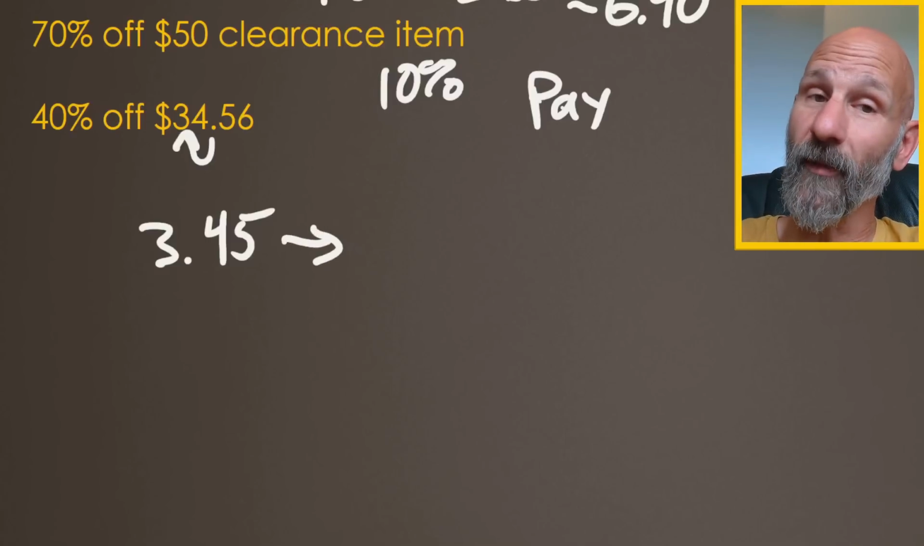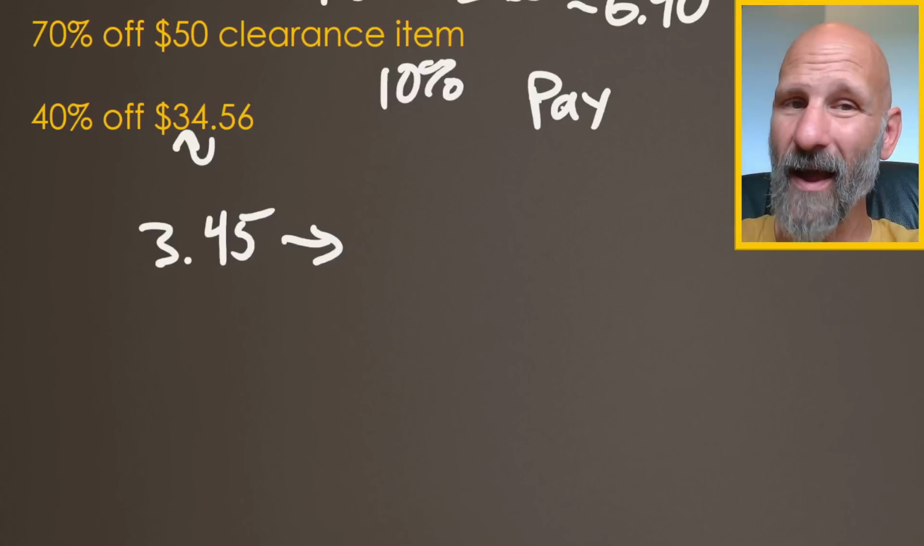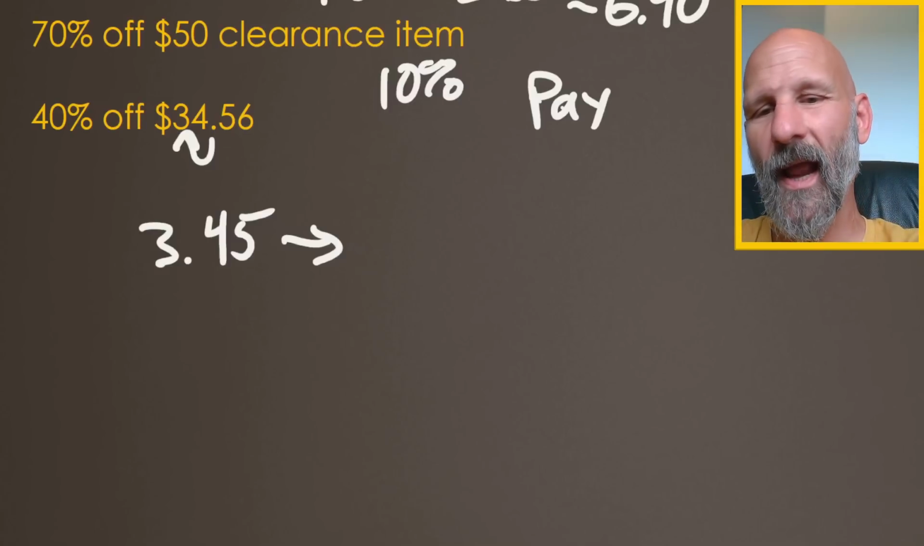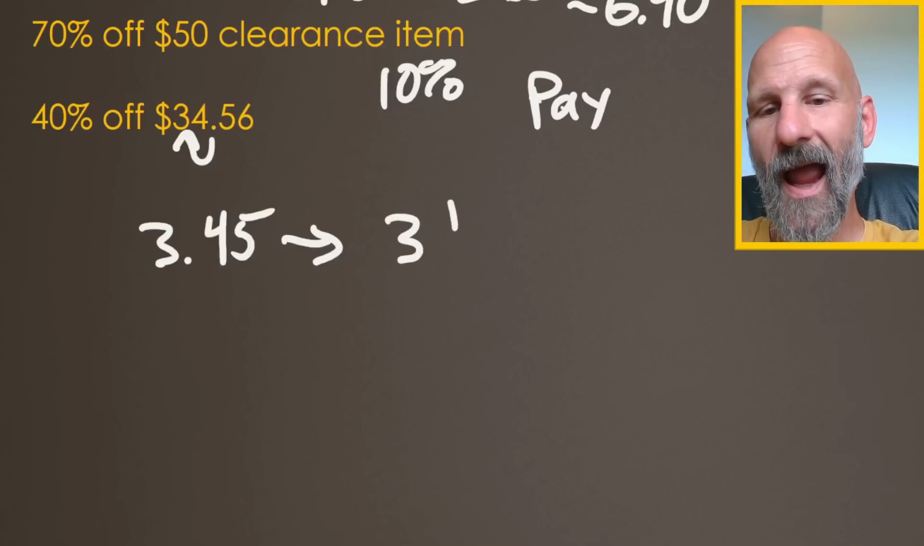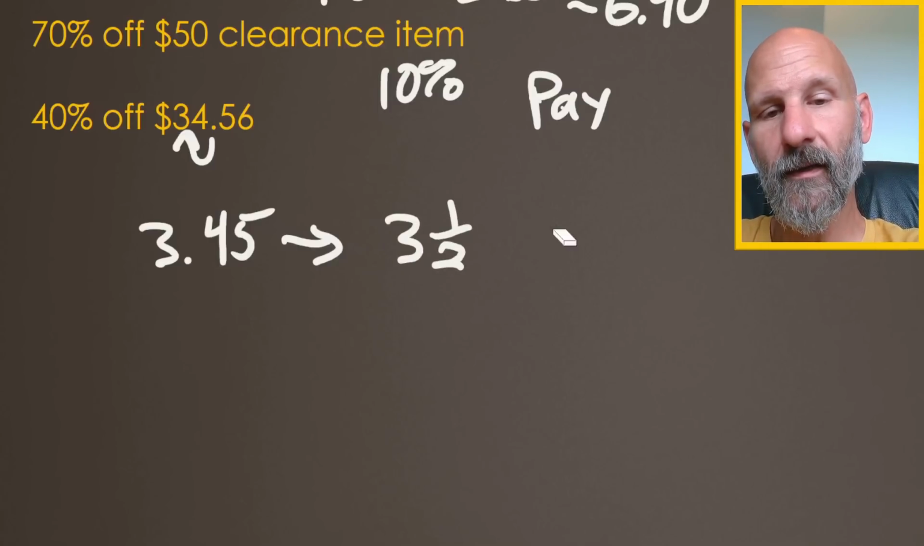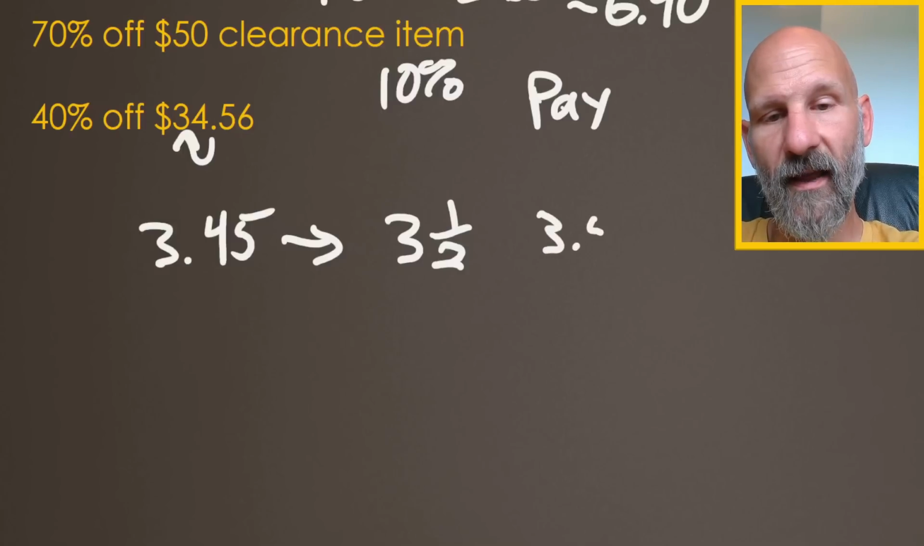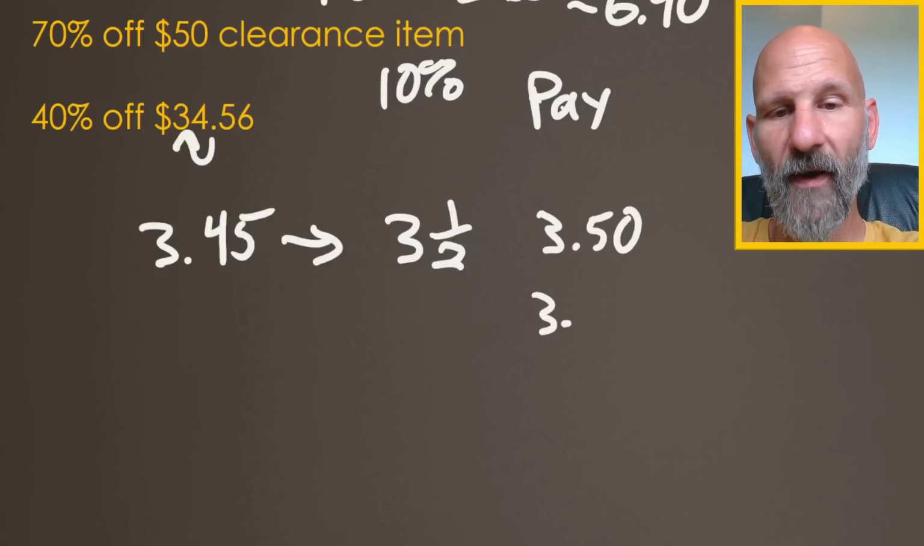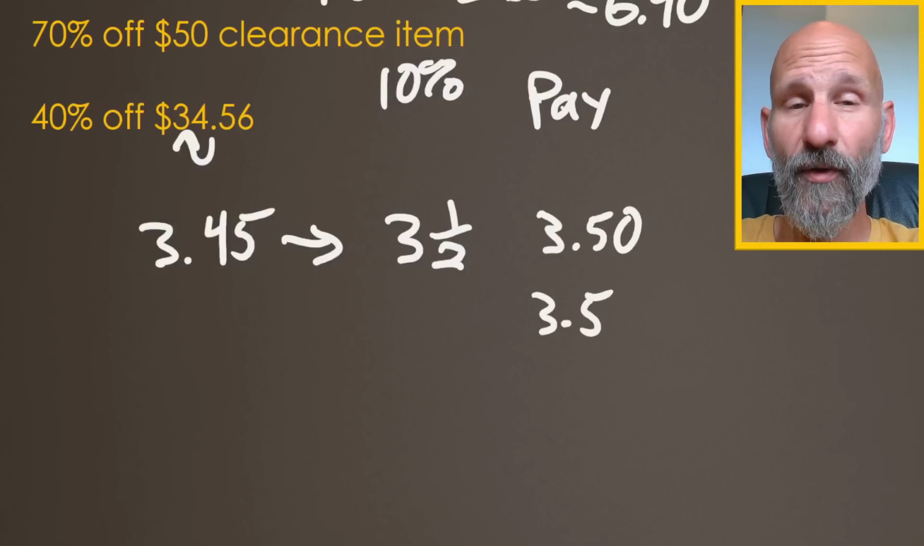If I wanted to find 40% off though, I would probably just round this, because I've got to do 4 of them. So I've got 4 3.45s. That's going to be a little bit more than what my brain can handle. So I'm going to round it to 3.5. You can think $3.50, or just 3.5. You can think any of those.